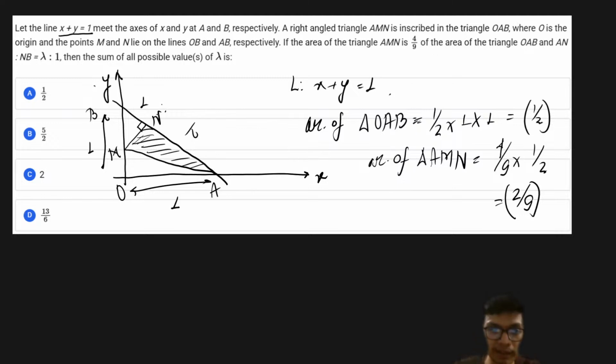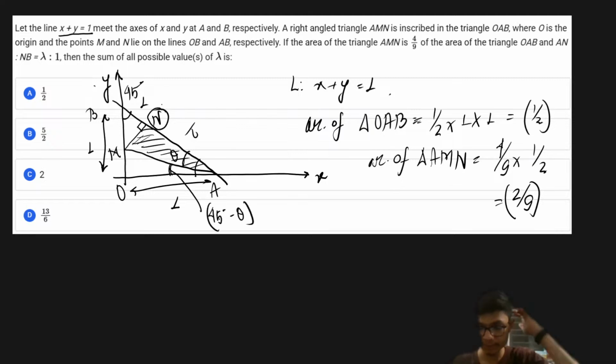Now, in order to find the coordinate of N, why do I need to find it? Let me explain. If you see over here, OB and OA are equal, so you can understand that triangle OAB is an isosceles triangle. So this particular angle is going to be 45 degrees. Similarly, this particular angle is also going to be 45 degrees. So let us say this particular angle is equal to theta. So this particular angle is going to be 45 minus theta, right? So this part is clear, right?